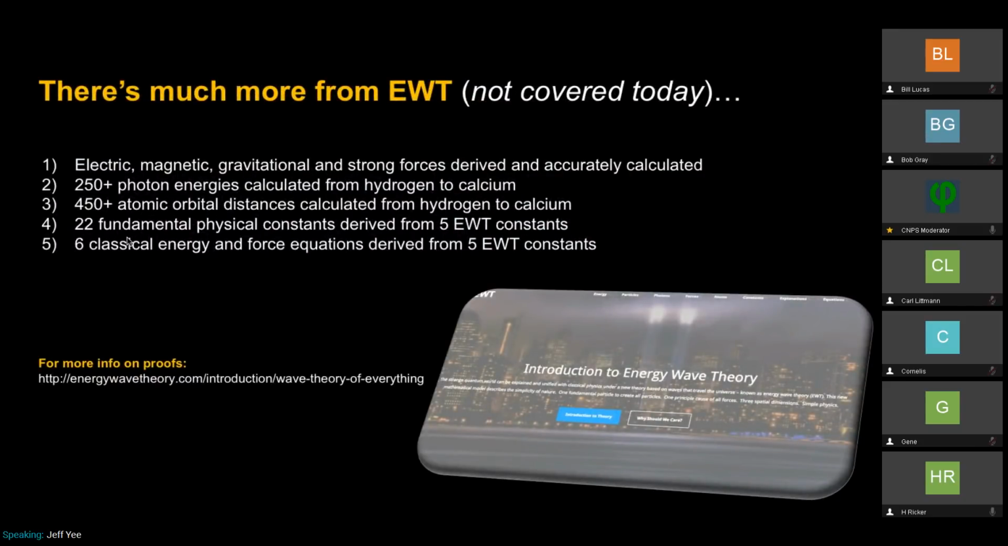Some of the things that you'll find within the EWT models: the same equation can be used to derive 22 fundamental physical constants, such as the gravitational constant or the Planck constant. But they were simplified into just five EWT constants, such as wavelength and amplitude that I mentioned earlier. Everything has been simplified. And the last thing is six of the classical energy and force equations. I showed you two earlier. But if you want any of the details, there is a URL below, and you can click through to various parts of the website to see the derivations or the calculations.